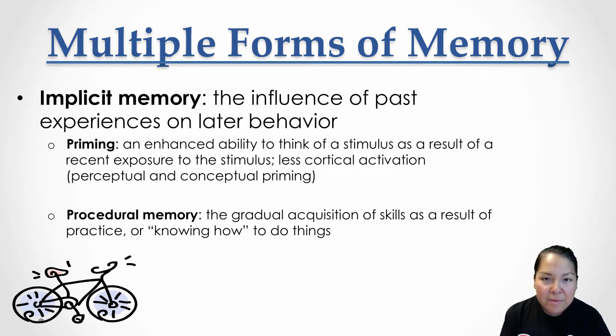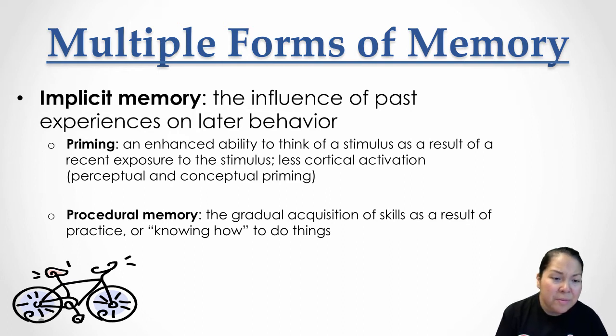Priming is where we're able to think of a stimulus following being recently exposed to it. So one example of this is if we heard or read the word rabbit, or if I told you the word rabbit, the concept of a rabbit is activated. So you may picture a small white furry animal. Then if I asked you to spell hare, you would more than likely spell the word hare using H-A-R-E rather than H-A-I-R because you were primed to think about a rabbit.